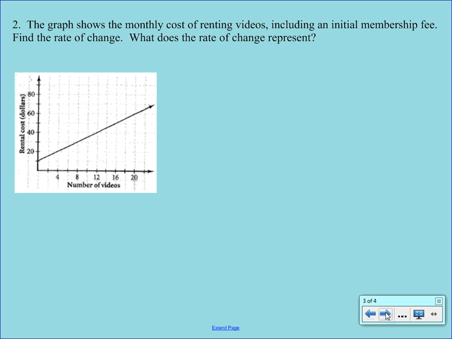All right, example 2. On the y-axis, we've got the rental cost in dollars, and on the x-axis, we have the number of videos. So here, you're going to start again by just marking 2 nice points. Okay, we're going to count the rise. The rise looks like you're going up 2 boxes, but again, you have to pay attention to the scale. So the rise here is actually 20, and that's $20.